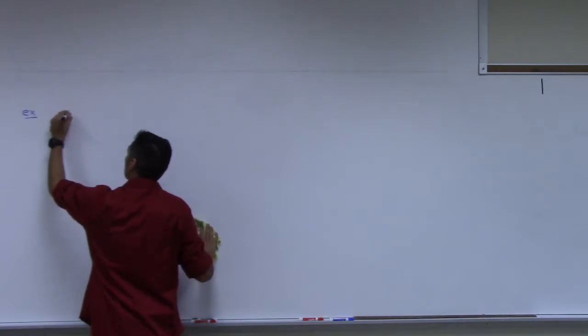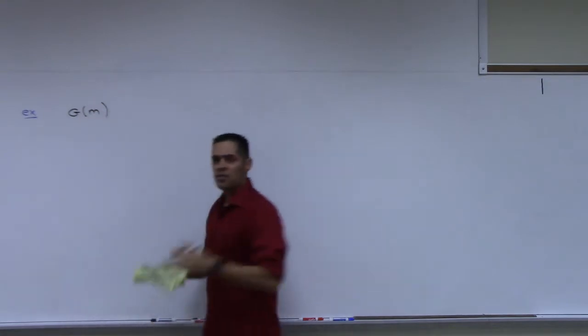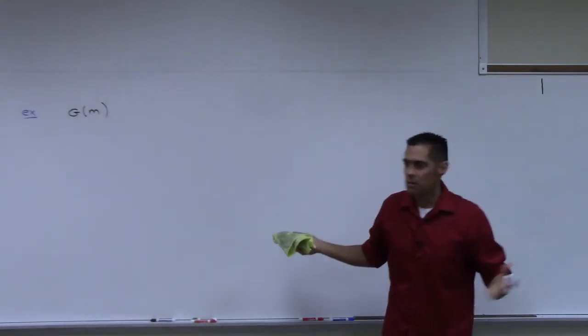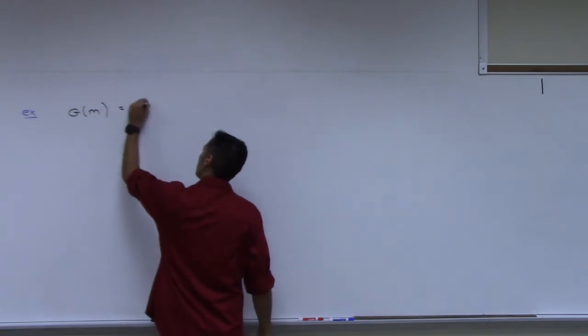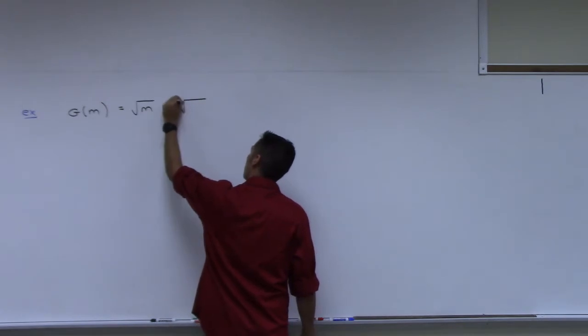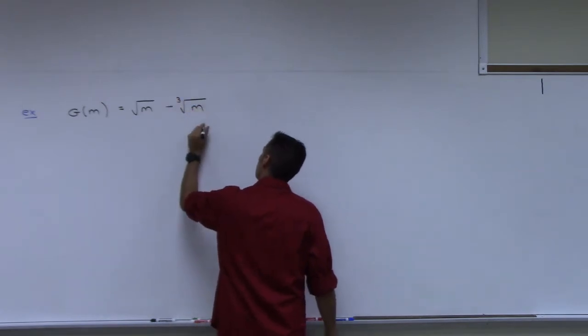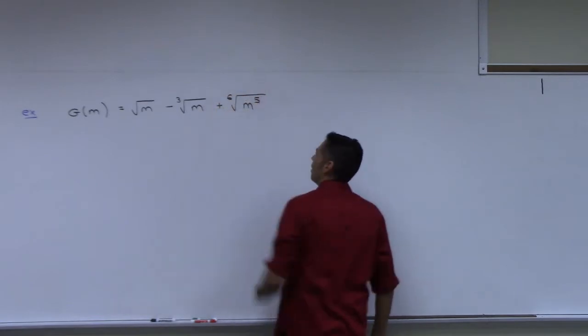All right, this one I'm going to call G of M. I'm just using different letters, okay? It is equal to the square root of M minus the cube root of M plus the 6th root of M to the 5th. Okay.